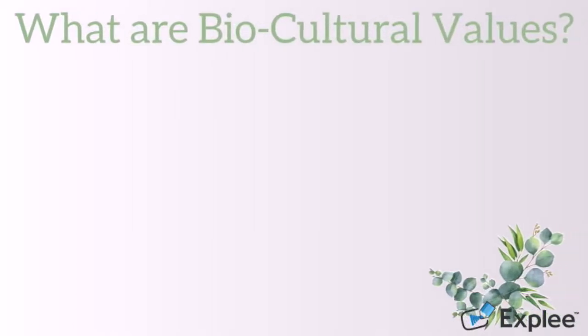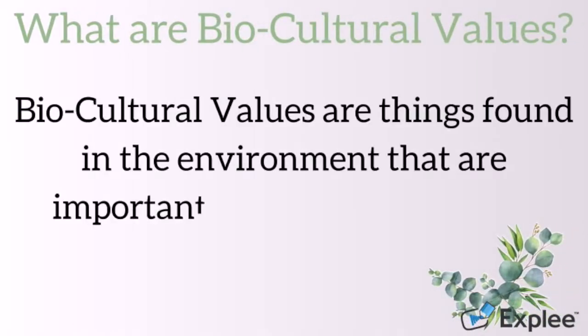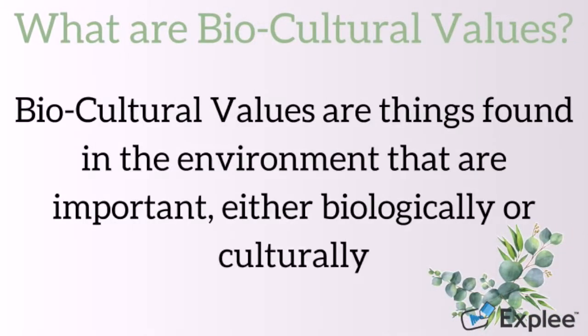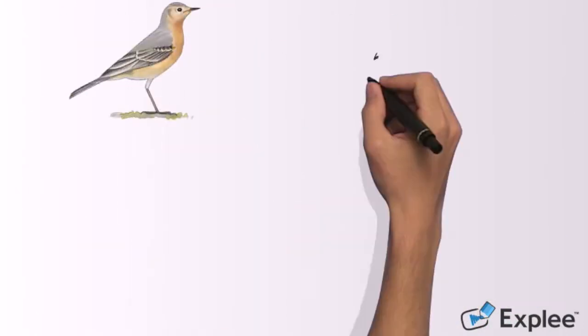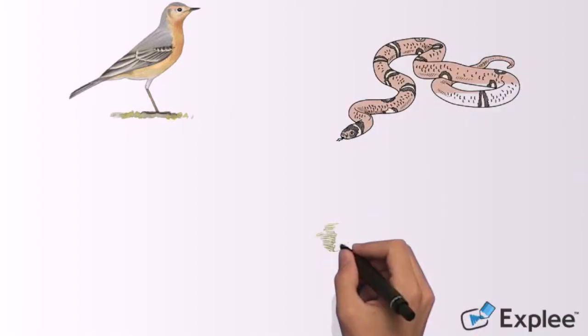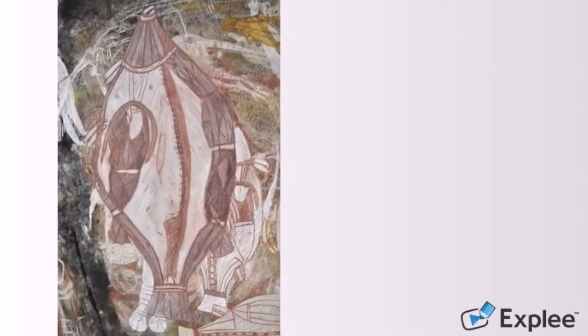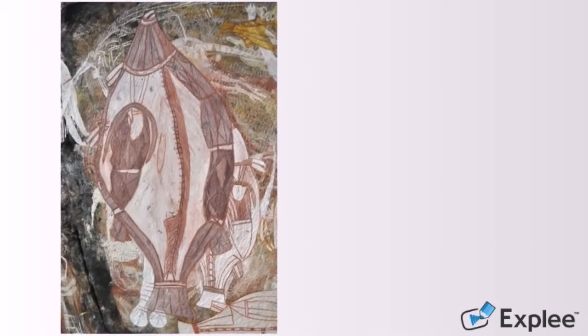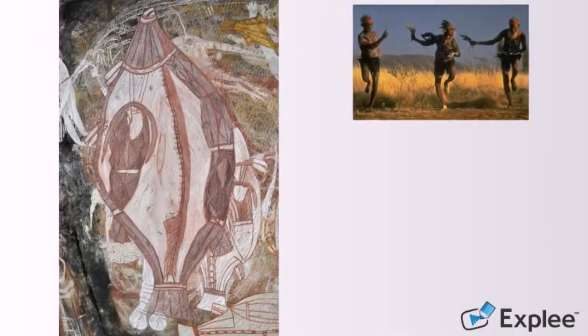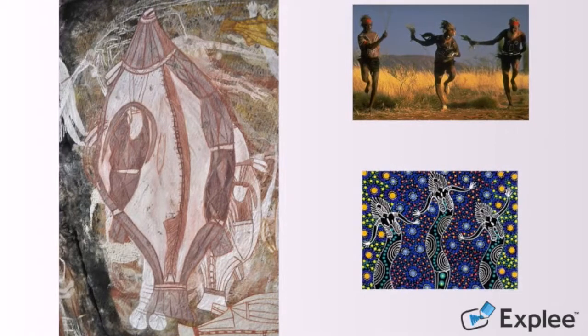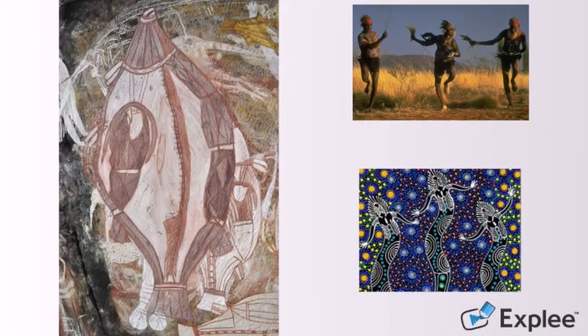Bicultural values can be described as things in the environment that hold a significant importance, either being biological or cultural in nature. Biological features include fauna and flora, while cultural values are more complex, being both intangible and tangible. These may include dances and songs, engravings, stories, and the spiritual connection to the land. All these values vary from different communities.